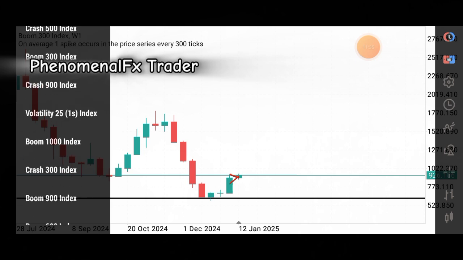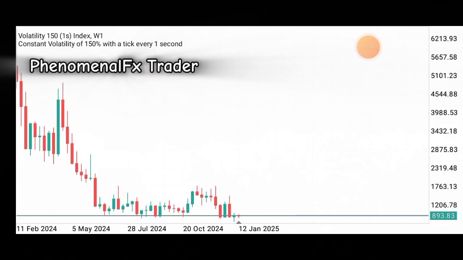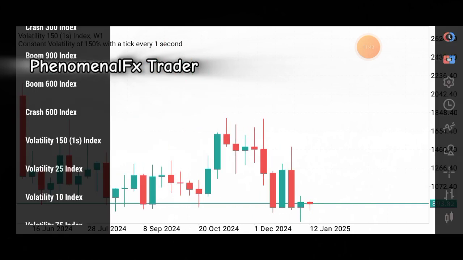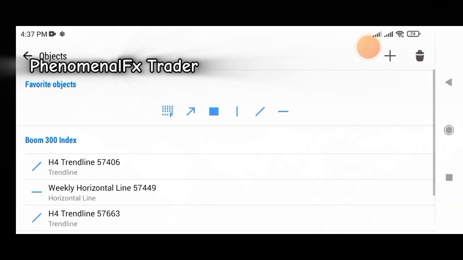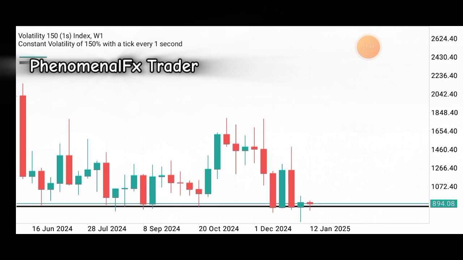Now, I was on this particular pair before. Yes, you can see this now. You can see this one here. This market has always been closing and buying from this particular zone. You can see this is actually a support zone.